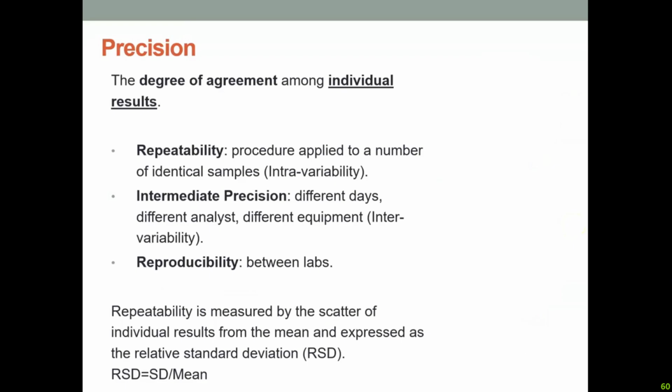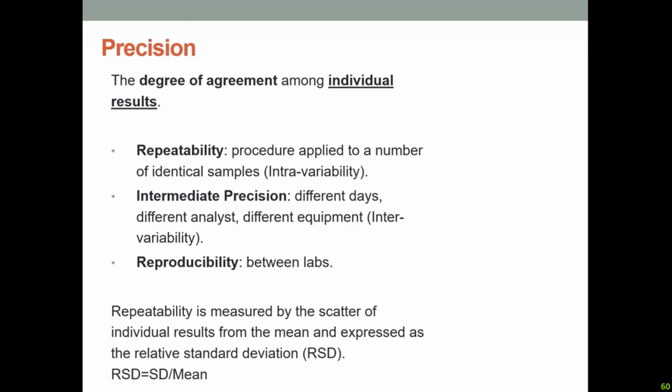Precision is the degree of agreement among individual results. We're interested here in three different components. We've got repeatability, where a procedure is applied to a number of identical samples. That's intra-variability: can we produce the same result if we keep using the same sample? Intermediate precision: if we do this test on different days with different analysts using different equipment, is it still going to be as precise? And then reproducibility can be between labs. Is this procedure robust enough to work between different labs on different days with different people operating it?